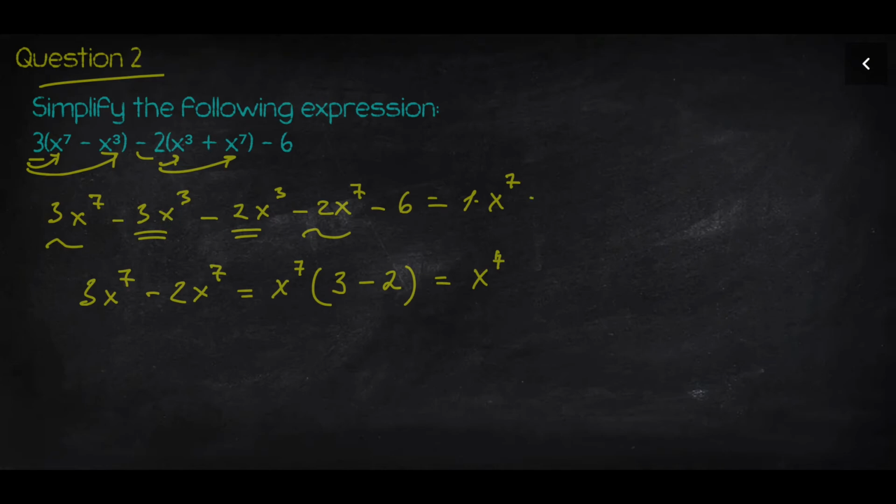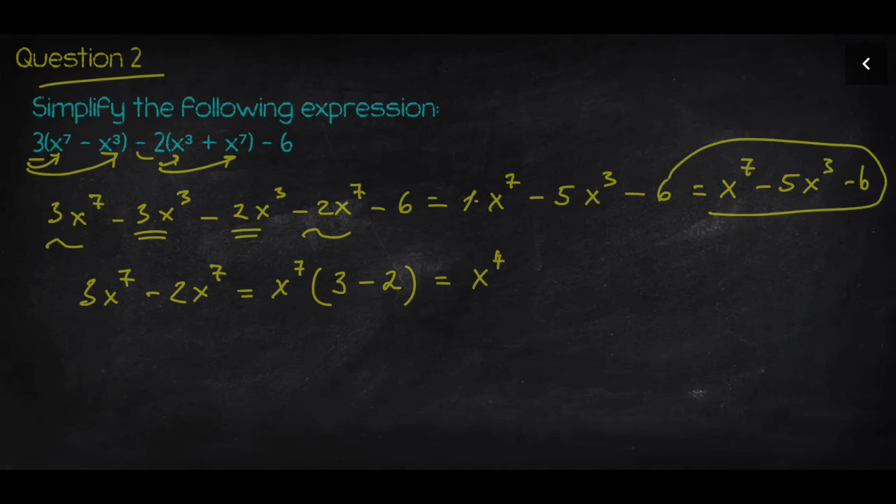And finally, you'll get minus 5x cubed using the same technique, and minus 6. So the final expression is just x to the power 7 minus 5x cubed and minus 6. That's going to be the final expression because minus 6 is the free coefficient and you're not eligible to touch that, so just leave it as it is. All right, so let's move to the next one.